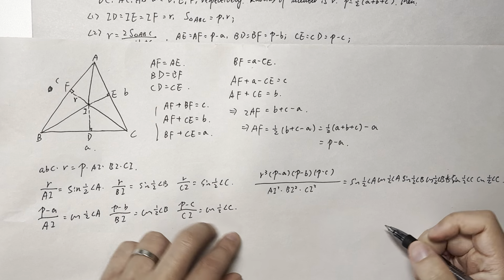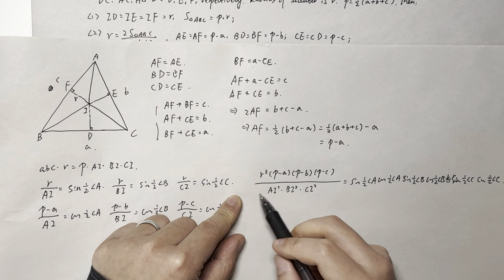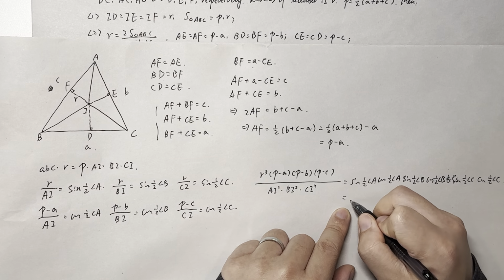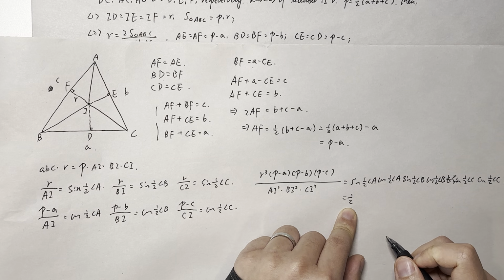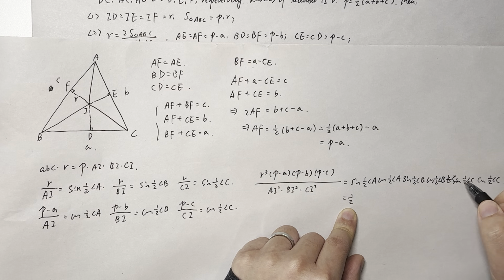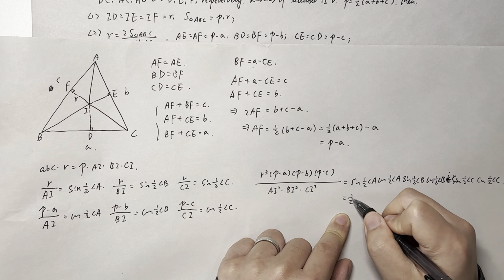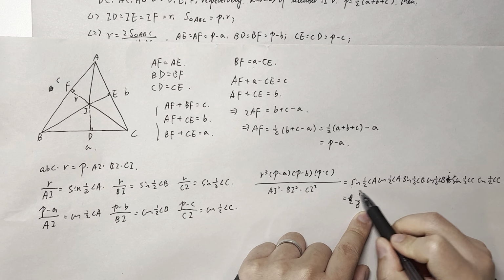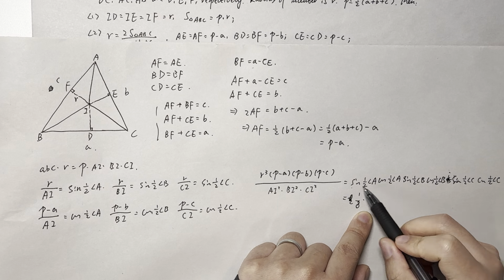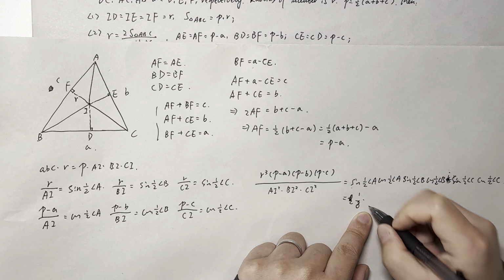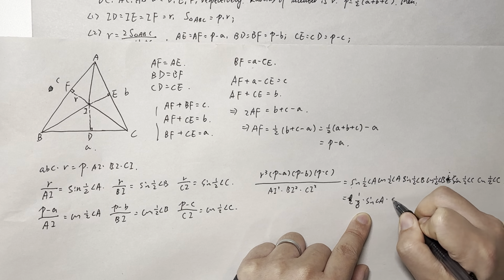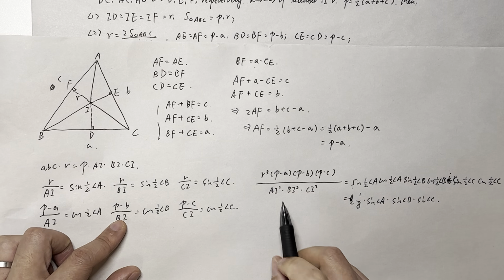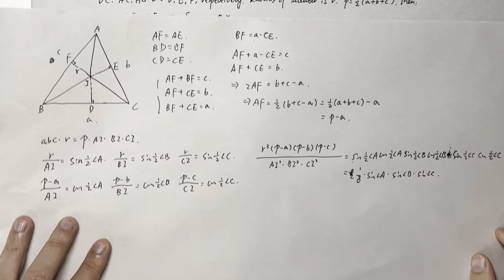Right? So it equals half of, oh, this is times, right? This is not plus, this is times. So it equals 1/8 times 2 of this, and 2 times this, 2 times this, 2 times this. That's sine angle A times sine angle B times sine angle C, right? So we got this equation.